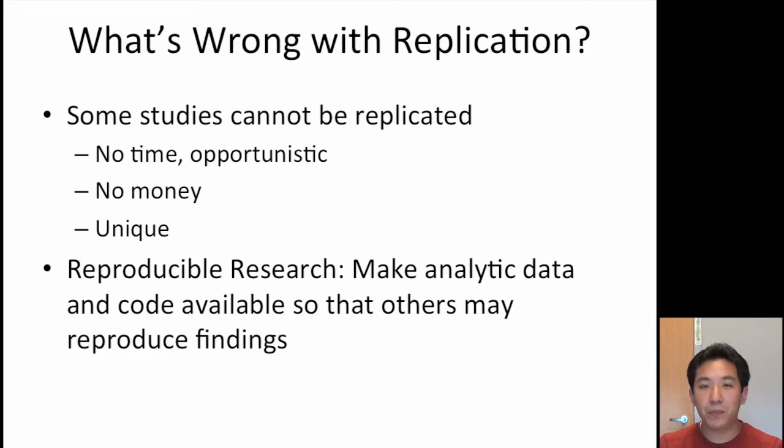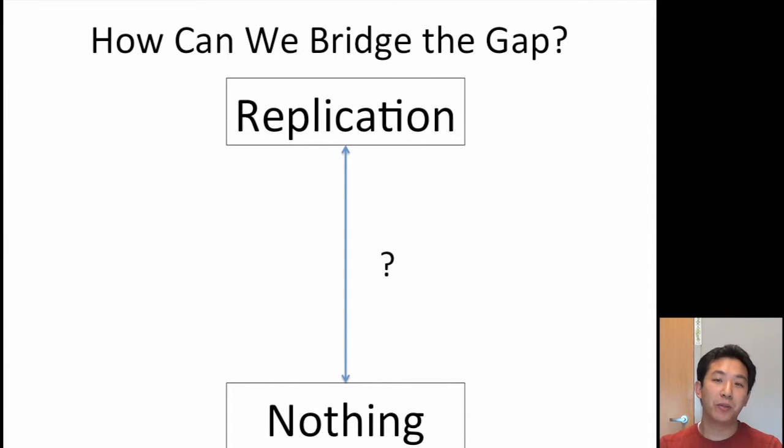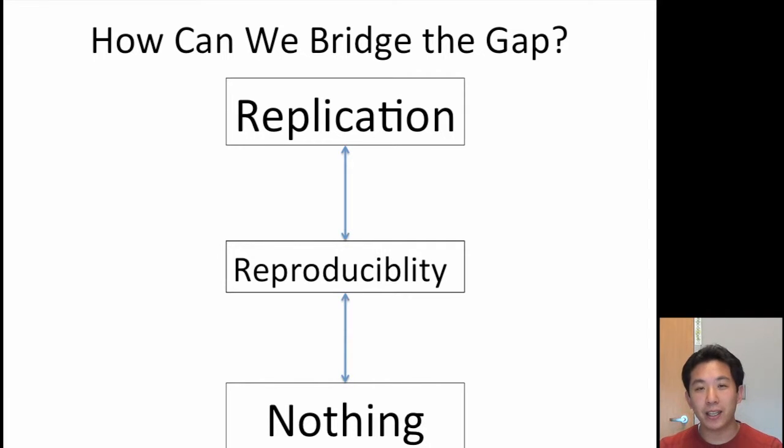And so the idea is that, if you can't replicate it, is the alternative just to do nothing, just let that study stand by itself? The idea behind reproducible research is to create a kind of minimum standard or a middle ground where we won't be replicating the study, but maybe we can do something in between. So the basic problem is, you have the gold standard, which is replication, and then you have the worst standard, which is nothing. And so what can we do that's in between the gold standard and nothing? That's what we're thinking of as reproducibility. That's how we can bridge the gap between replication and nothing.